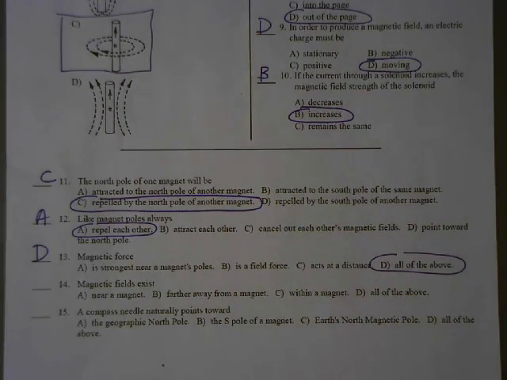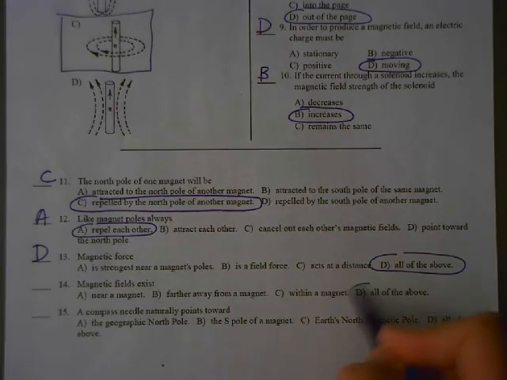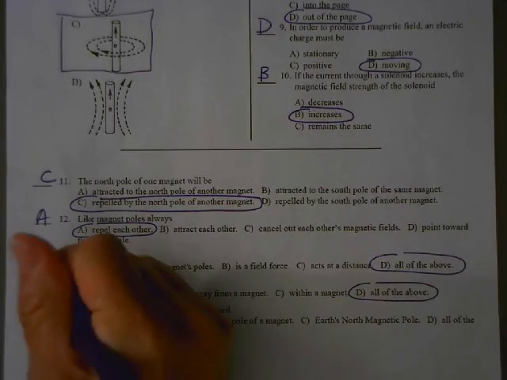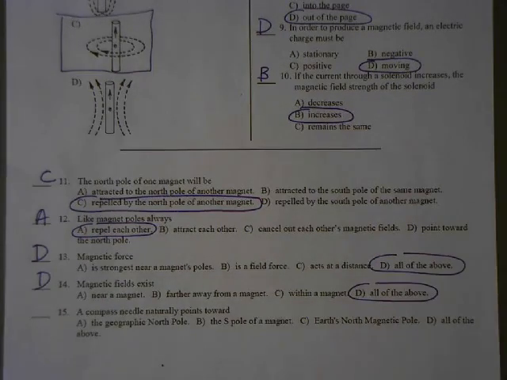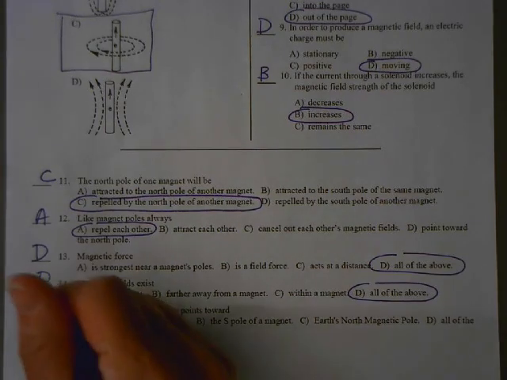Number 14, magnetic fields exist. Do they exist near a magnet, farther from a magnet, within a magnet? All of those. Number 15, a compass needle naturally points towards the geographic North Pole, the South Pole of a magnet, Earth's North Magnetic Pole, and again, the answer here is D.